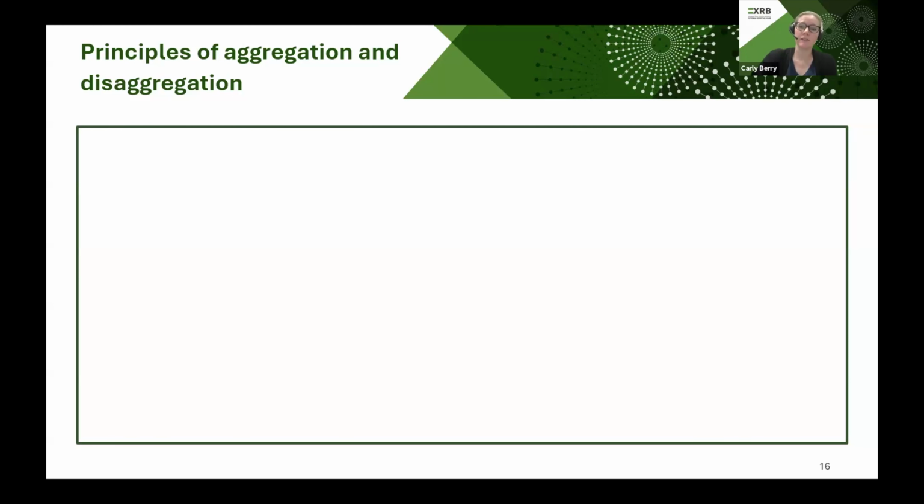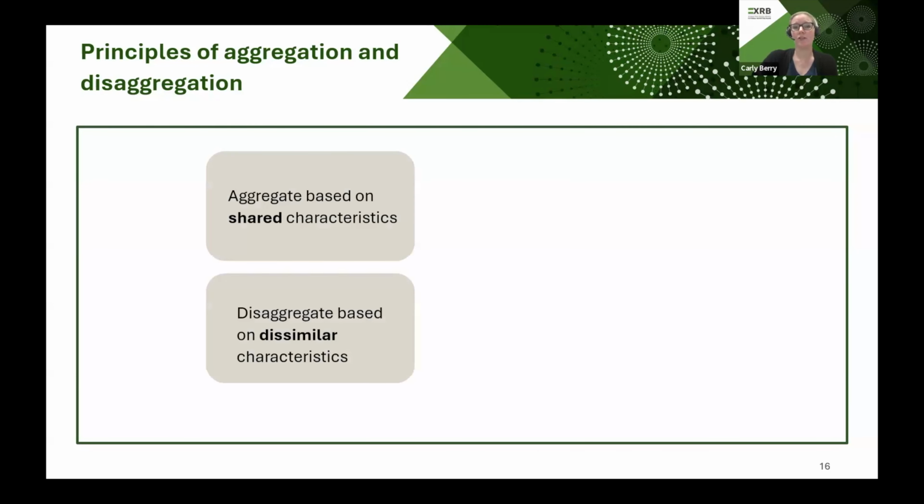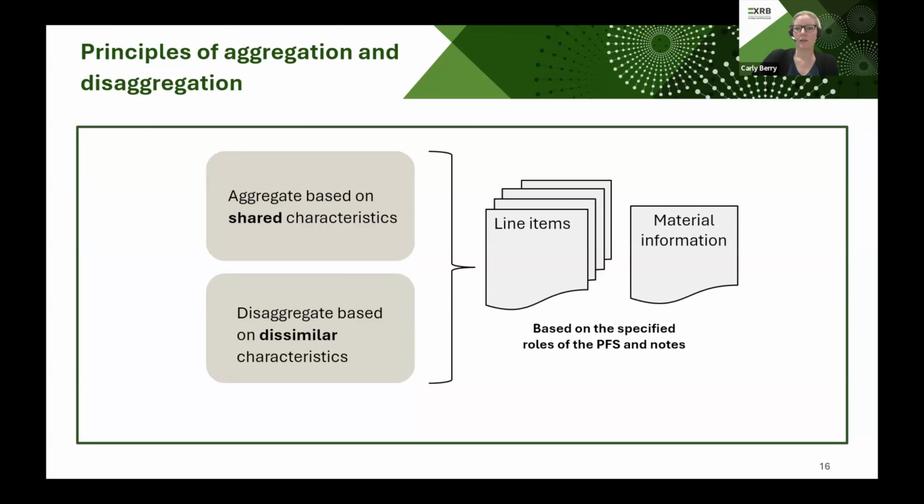So just to summarize, you must ensure that items are aggregated based on shared characteristics and disaggregated based on dissimilar characteristics. And we'll talk a little bit more about characteristics shortly. You must then place these items in the primary financial statements and the notes in order to fulfill their roles that Gali has just gone through.